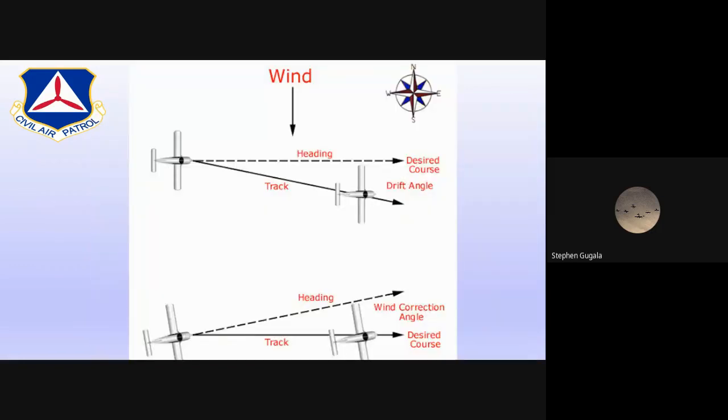And again, here's just a simpler diagram. Point A to point B, your desired course. No wind, that'll match your heading. If you have a wind, you're now going to have a different track than your course. You compensate by changing your heading into the wind, and now your track will be the same as your course. We call this crabbing into the wind, because you're kind of walking sideways like a crab. You crab into the wind to maintain the course that you want to track.